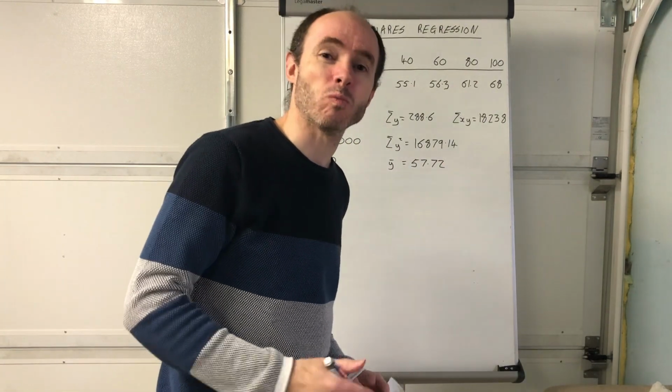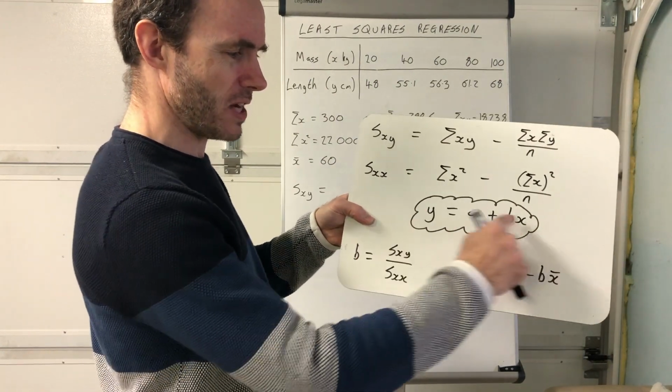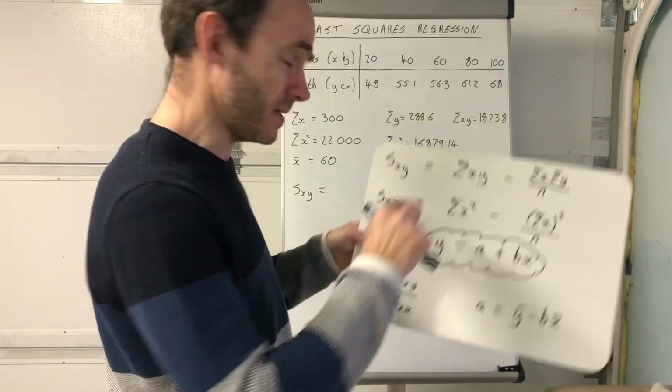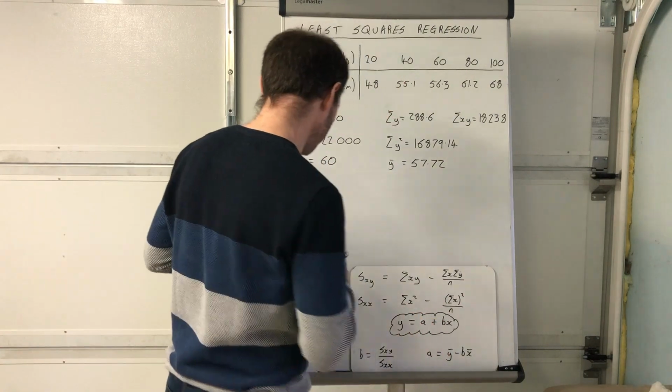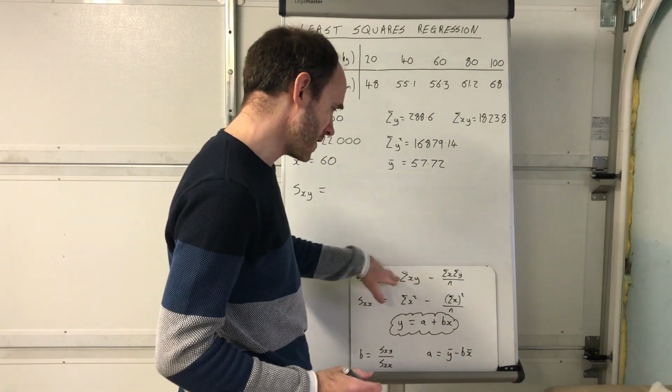To make way for some working. And what we need to do, of course, is calculate this. The equation of the regression line is a plus bx, and the first thing to do is work out b. So that's what I was about to do, just my camera fell over. So you've got Sxy there, and I'm going to substitute these values in.